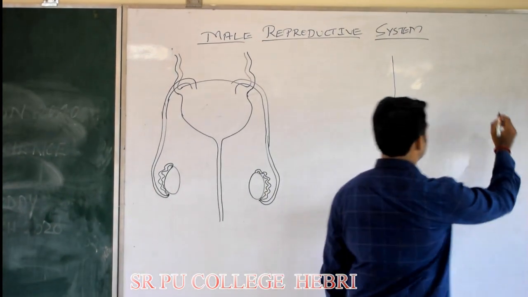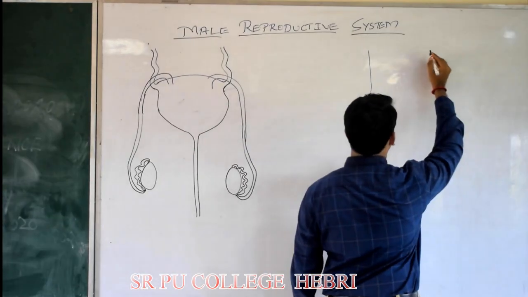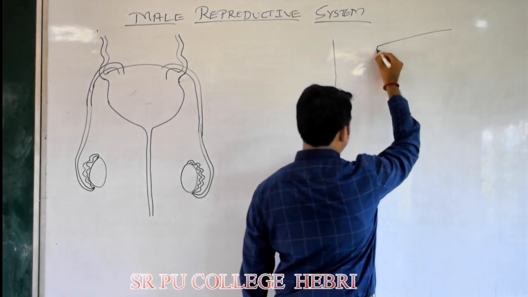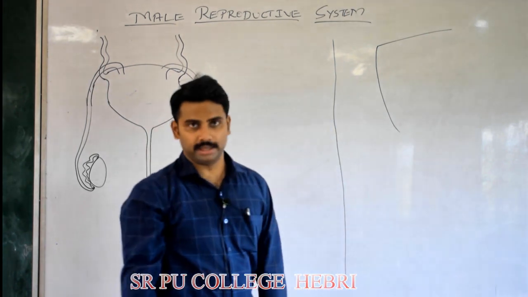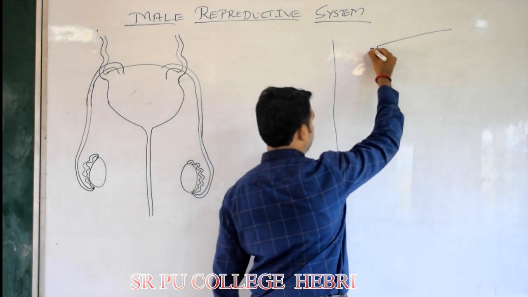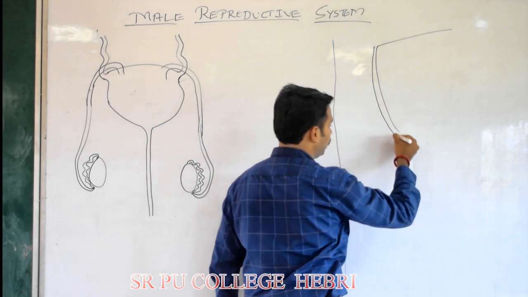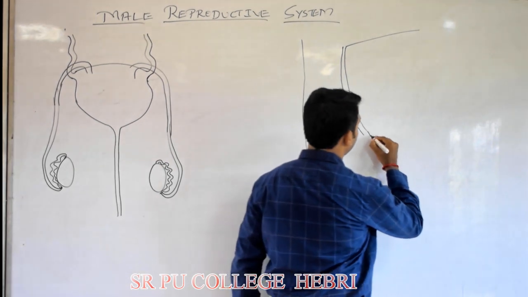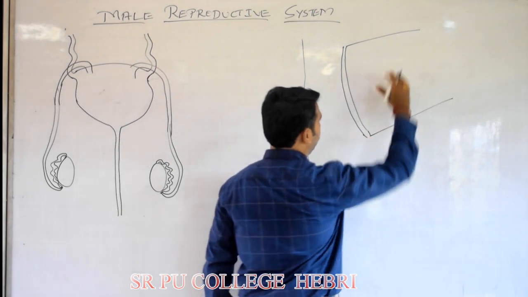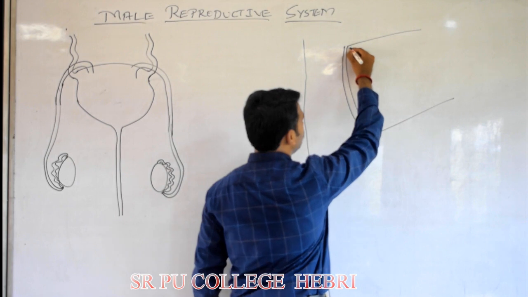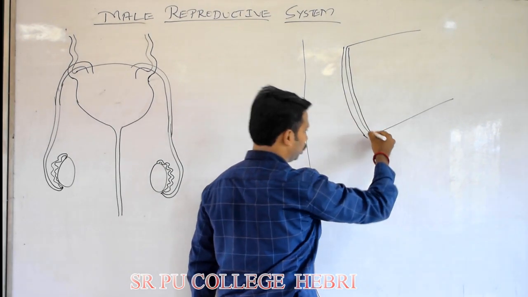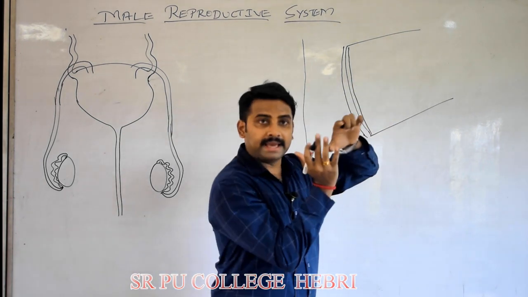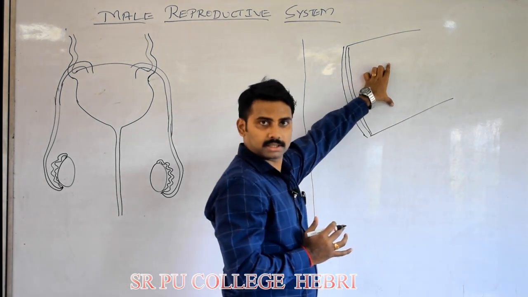Inside the testis, as we know, there are functional units called seminiferous tubules. The wall of the testis is made up of three layers. The outermost layer is called tunica vaginalis, the middle layer is called tunica albuginea, that enfolds and helps in the testicular lobule formation, and the innermost layer is called tunica vasculosa. Let us focus on each lobule of the testis.